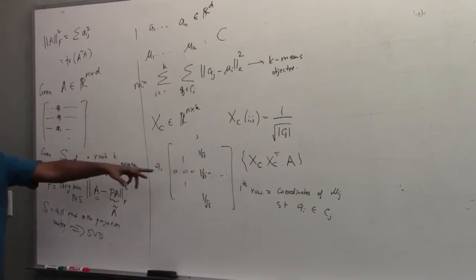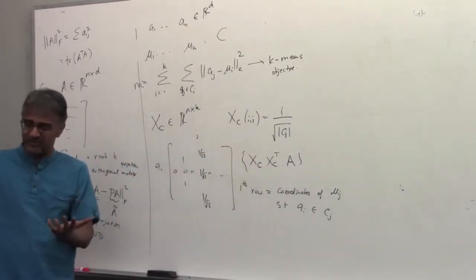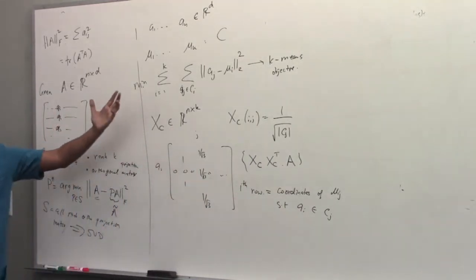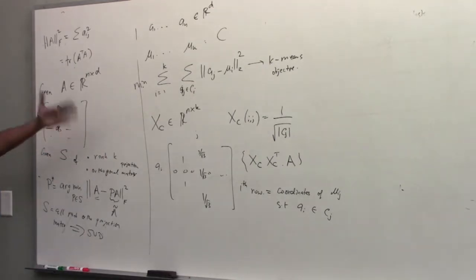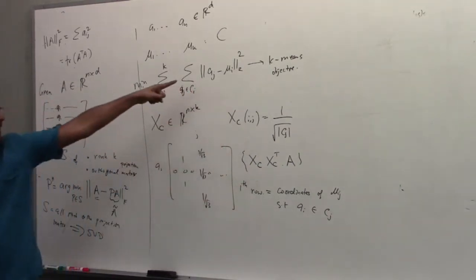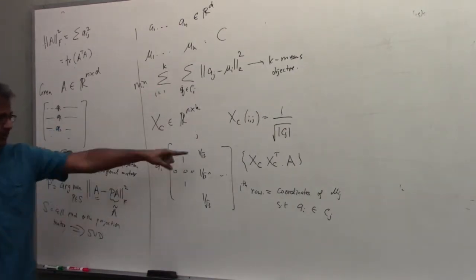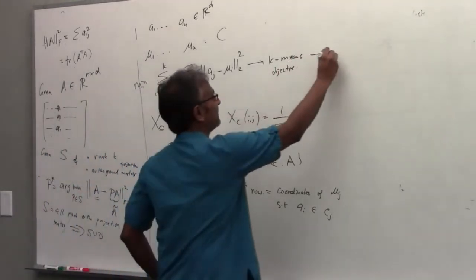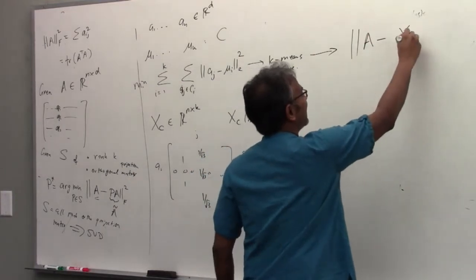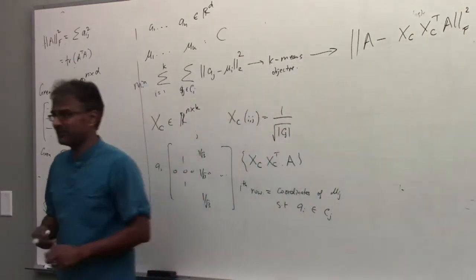Again, this is just a direct calculation. That's why you need the square root, by the way. The square root multiplied by itself gives you the size of C_j, which normalizes the coordinates of the points, because each mu j, remember, is going to be the centroid of all the points. It's k-means after all. So that's why this whole thing works. Again, you can work this out. If that's the case, we can rewrite this entire cost as the Frobenius norm of A minus XC XC transpose A. That's why we use the Frobenius norm.